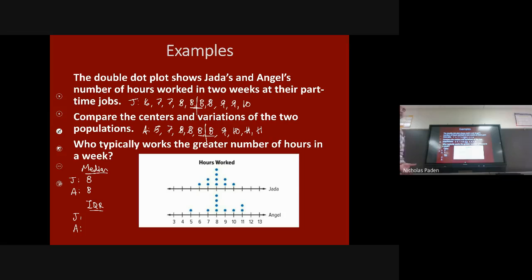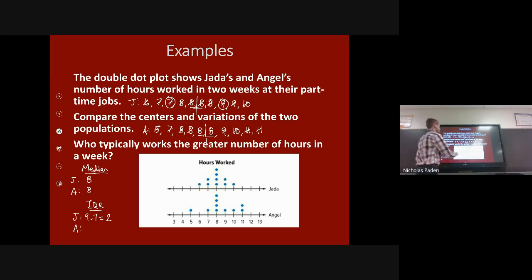So they both have the same median. Let's see if they're spread out as much as the other. So with Jada, we need to find the median of the bottom half and the top half. So cross these off. We're left with 7 right in the middle. And then do the same thing up here. We're left with 9. So remember, subtract those two. 9 minus 7 would give us 2.